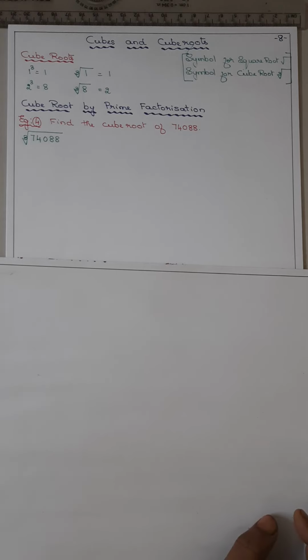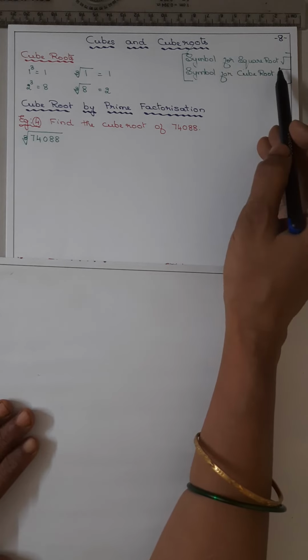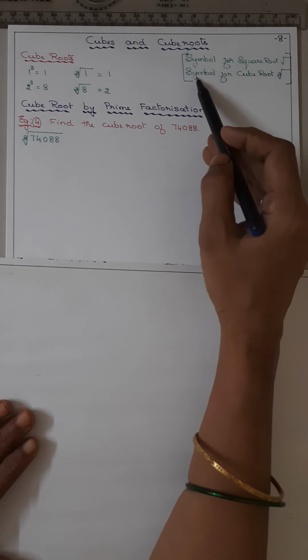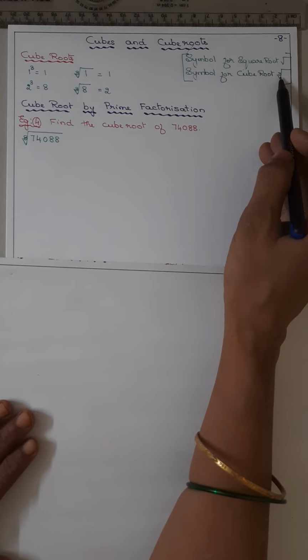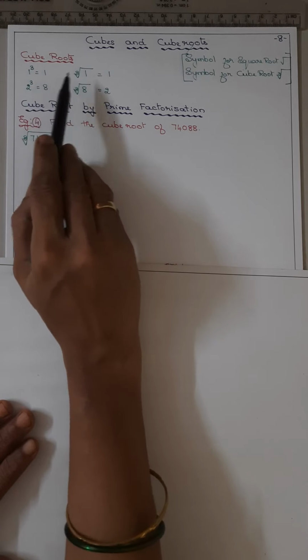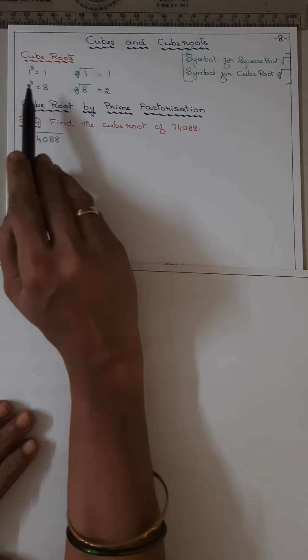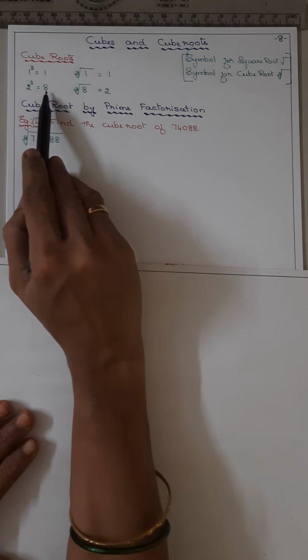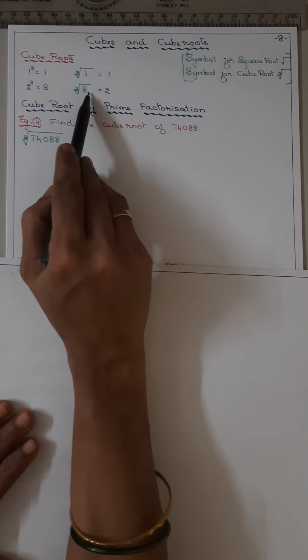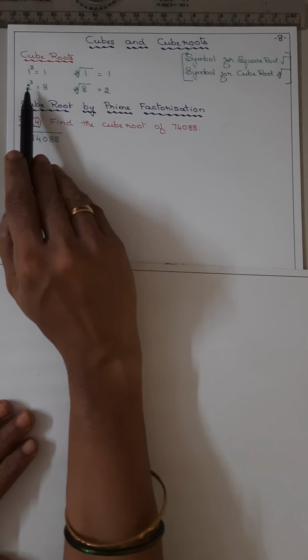Now, how is the cube root symbol written? You know the symbol for square root is like this, and the symbol for cube root is like this. Now 1 cube is 1, and cube root of 1 is 1. 2 cube is 8, cube root of 8 is 2. Hope you are understanding, just like the square roots.